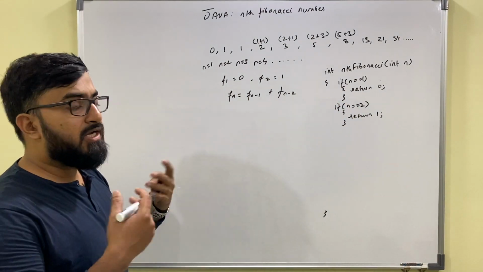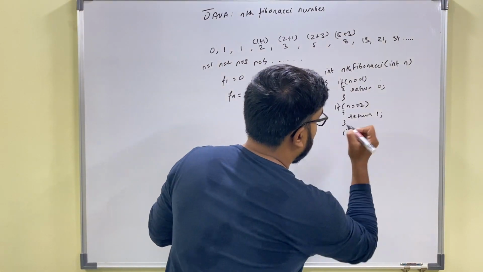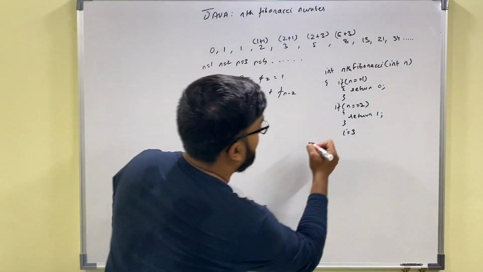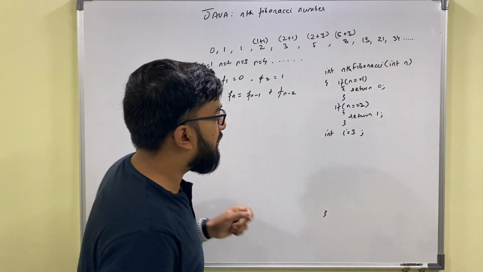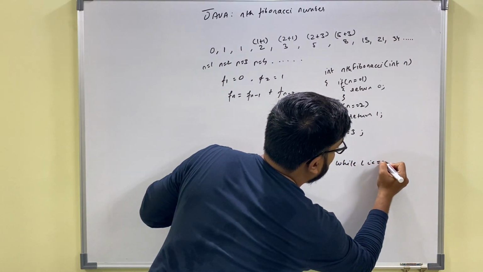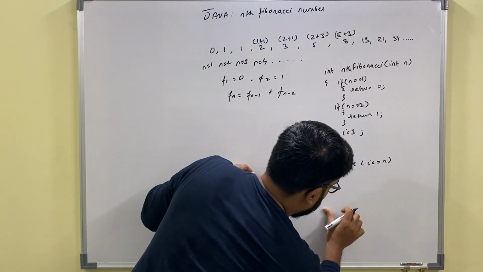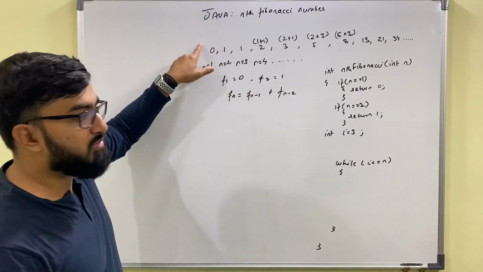Suppose you need to find the next term, which is the third term, so I'm going to say int i equal to 3. And since we need to find the nth term, I am going to write a loop. I am going to say while i is less than or equal to n. In order to find the third term, we need to sum the previous two terms.